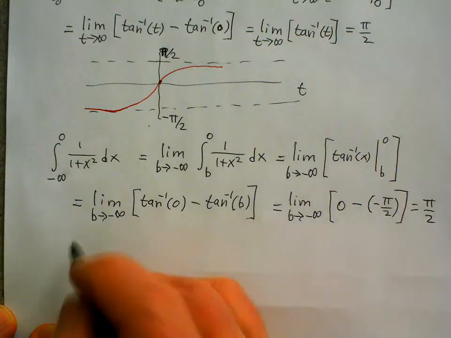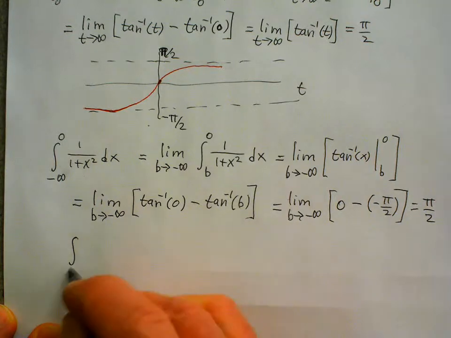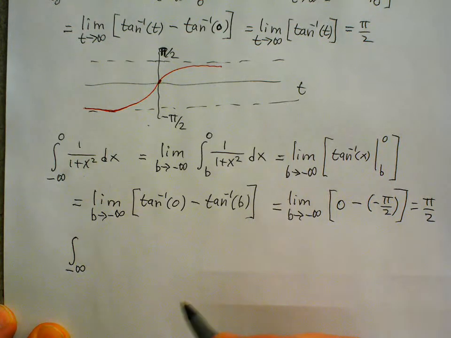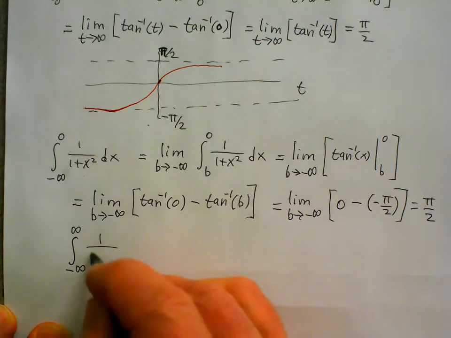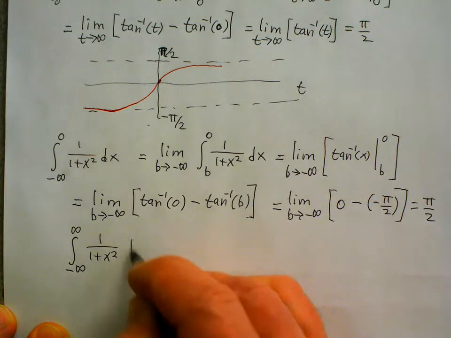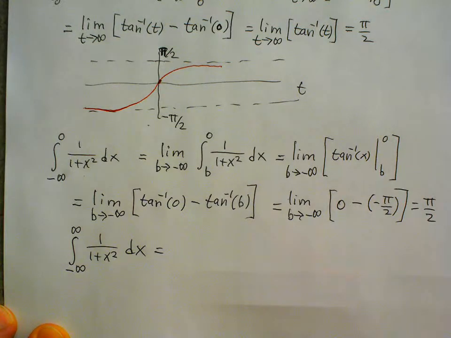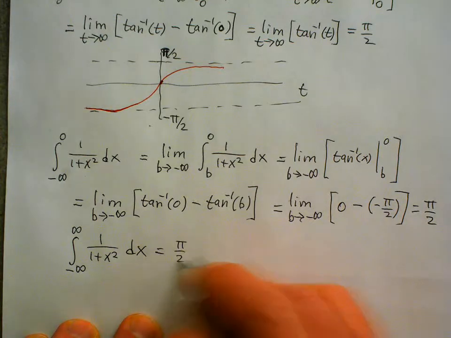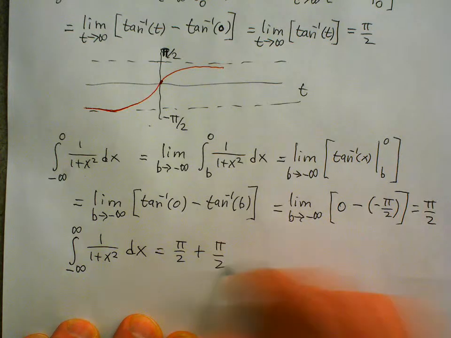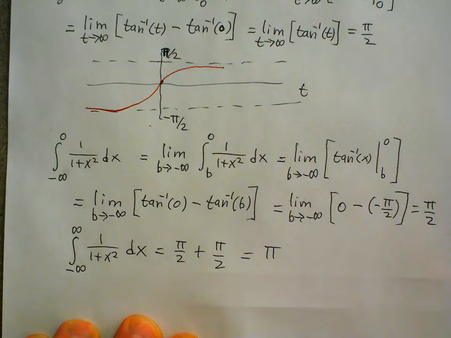Okay, so that means the improper integral from negative infinity to infinity of 1 over 1 plus x squared dx is equal to the sum of the other two improper integrals. And those turned out to be pi over 2 plus pi over 2, or pi.